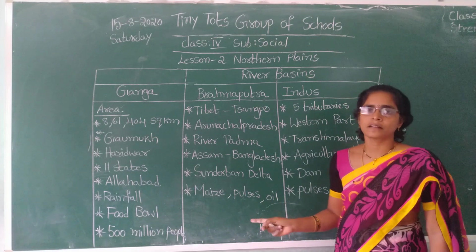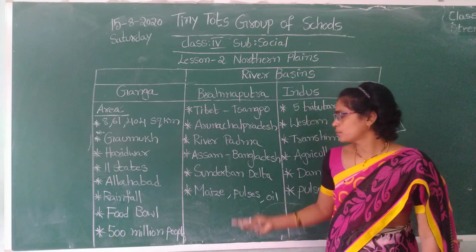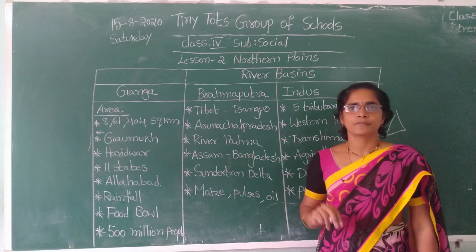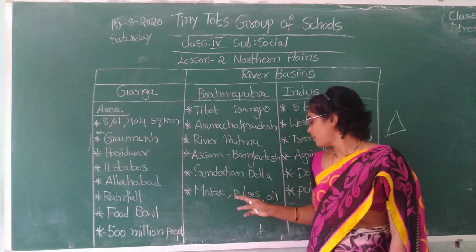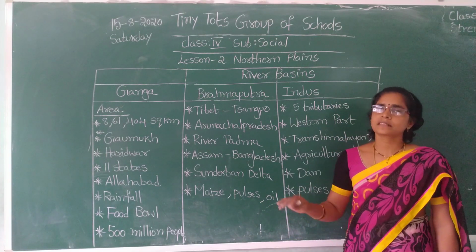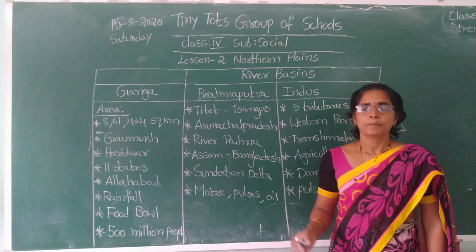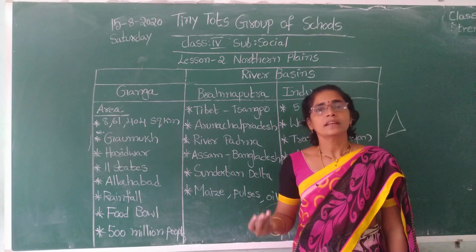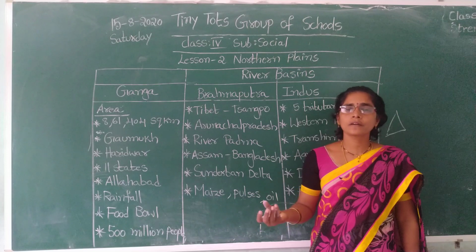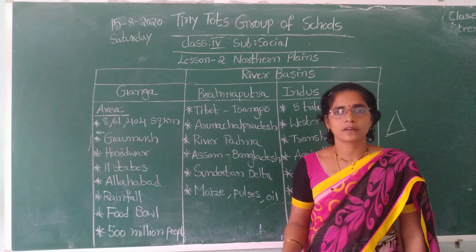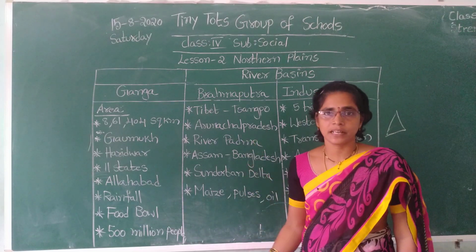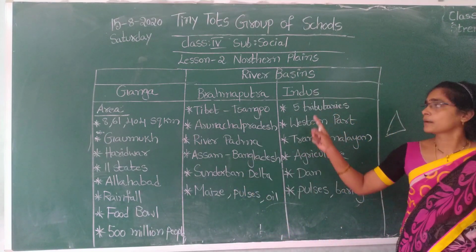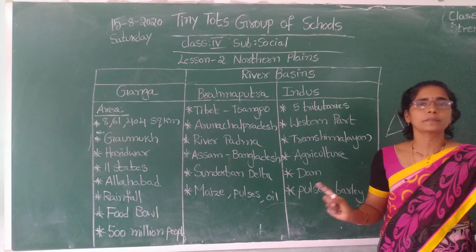There are different types of crops grown here: wheat, rice, maize, pulses and oilseeds. These types of crops are grown here. People are living there comfortably. They are cultivating the crops very easily without a lot of water. Why? Because the land is very fertile. The land is very suitable. Okay. And third one, I am going to explain about Indus River Basin.